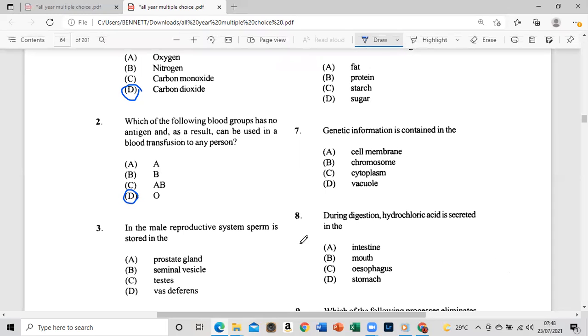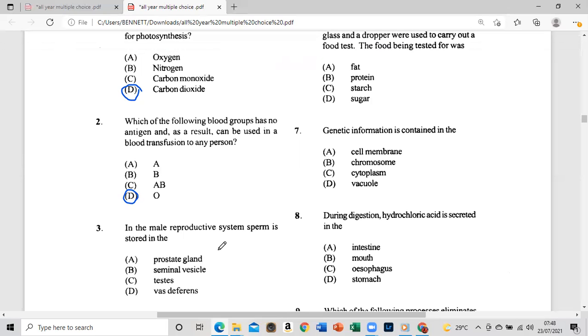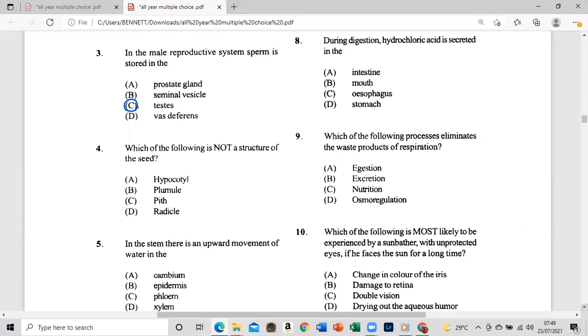In a male reproductive system, the sperms are stored in the testes. Gotta keep those cool, you know, man. Keep those cool so we can make some babies.